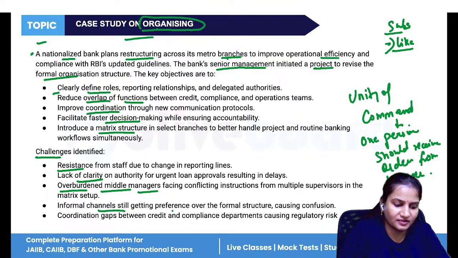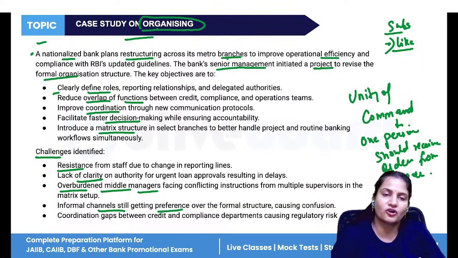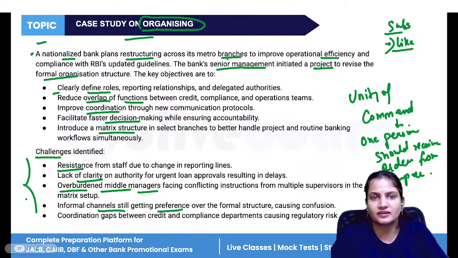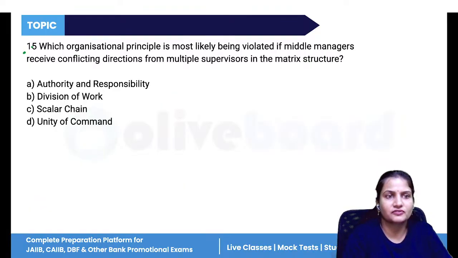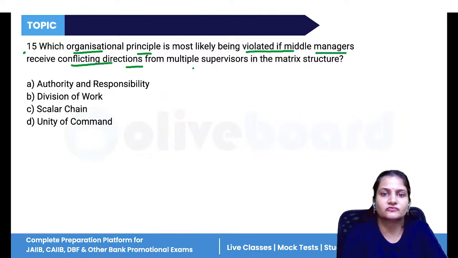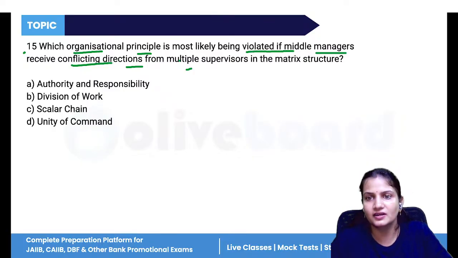Now, informal channels are getting more preference. And if they are getting more preference over the formal one, then again it will create confusion. So these are the different challenges faced when the nationalized bank is planning to restructure its branches in metro cities. Now, question 15, based on that case study: which organization principle is most likely being violated if middle managers are conflicting from multiple supervisors? Why? Because they are getting direction from different supervisors.